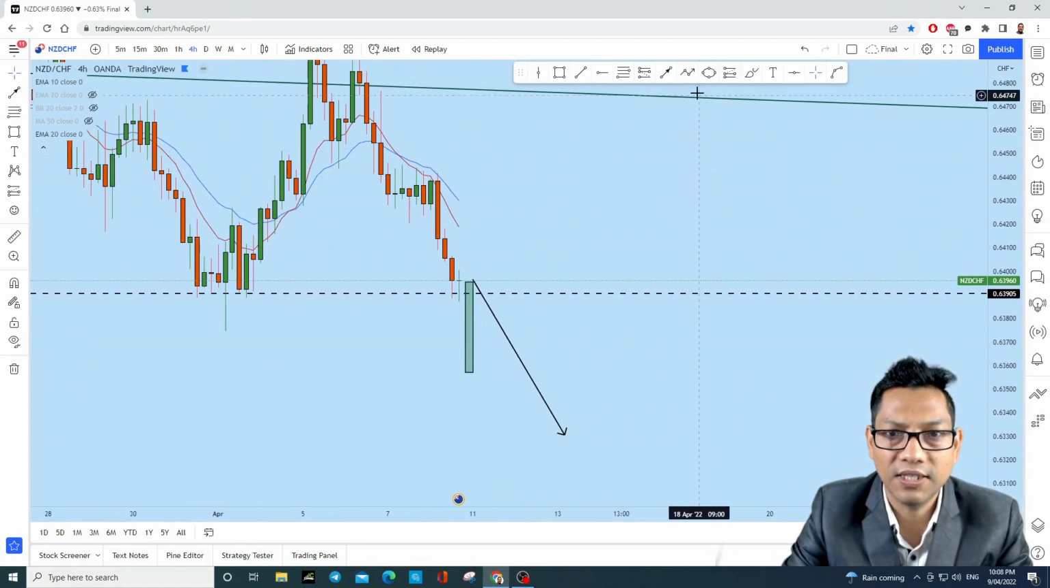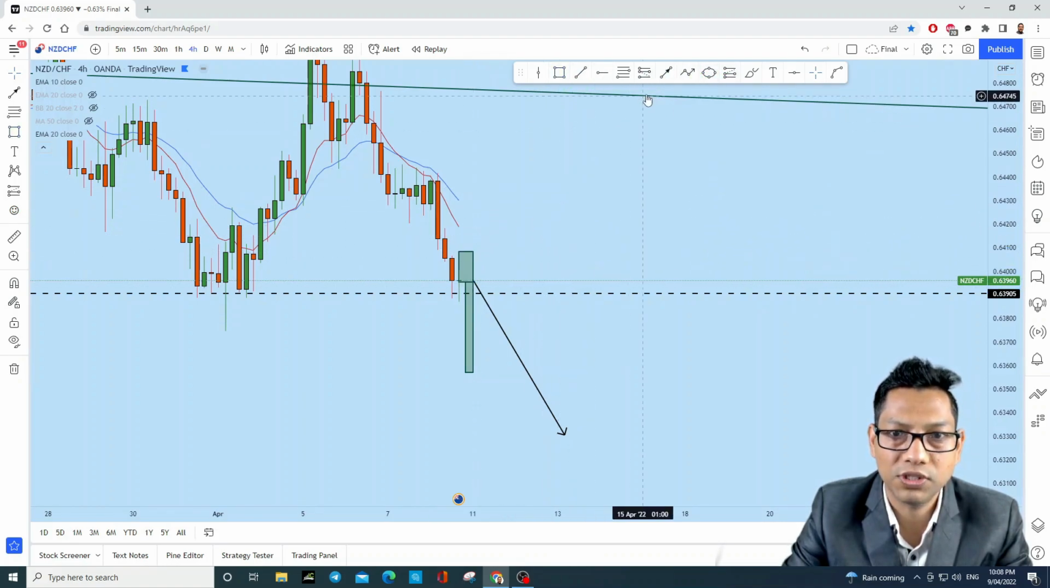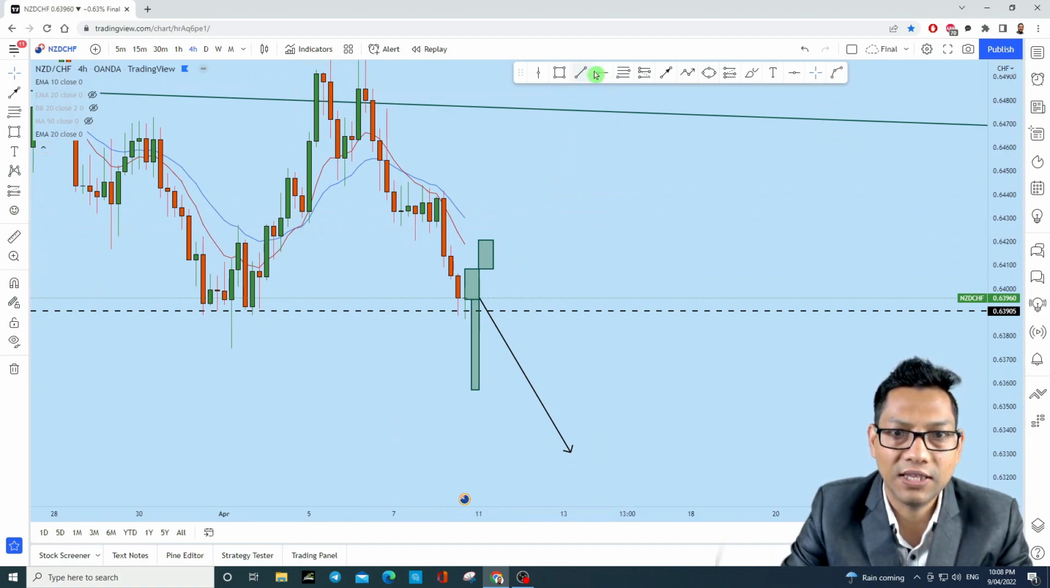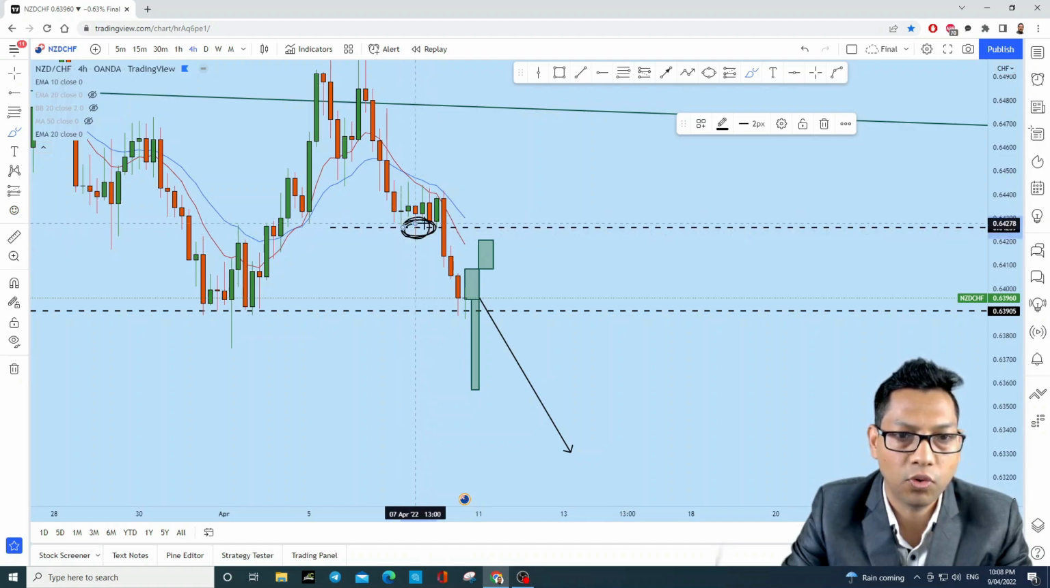On the other hand, there is another possibility: NZDCHF going for a retracement, which is much safer and better. If it goes up for a retracement to the upside, testing this support here, you see a couple of candles created a support on this 4 hour as a resistance, and then drop from here.